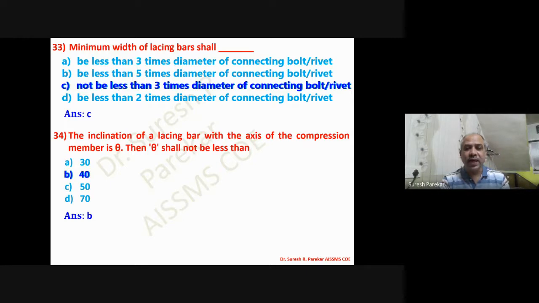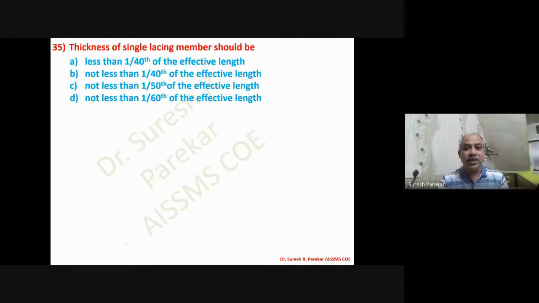So we know this value should be between 40 to 70 degrees. So it should not be less than 40 degrees. The thickness of single lacing member should be, now see the question very carefully, not less than 1/40th of the length. So be very careful with the option, it will be B.